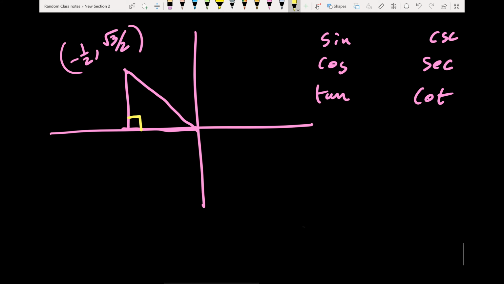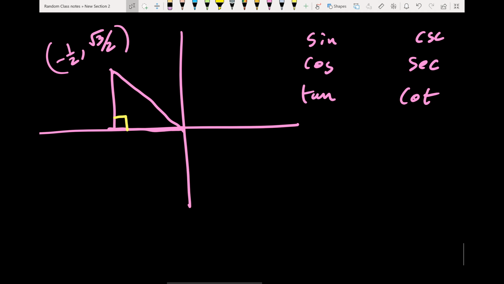All right, so let's look at this. How do I answer this given this? So we could use SOHCAHTOA. First things first. This is x, right? Negative 1/2. Correct, guys? And this is the square root of 3 over 2, right? What's this side? What's the length of this?